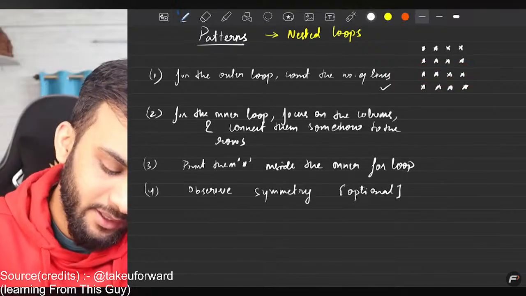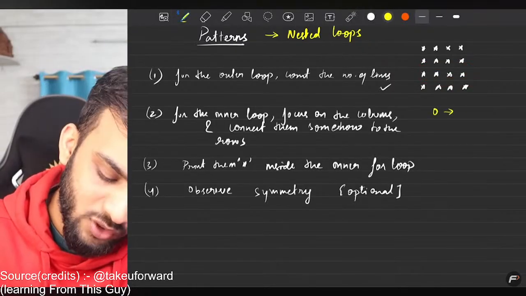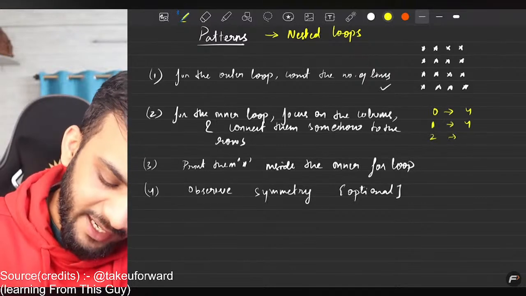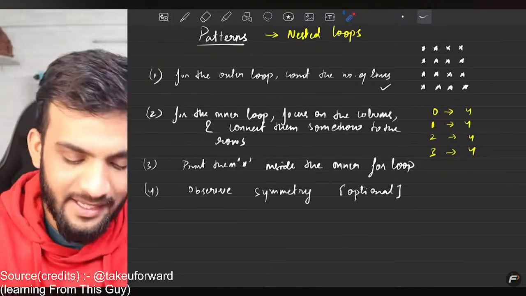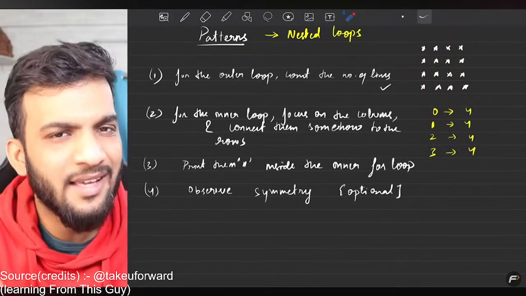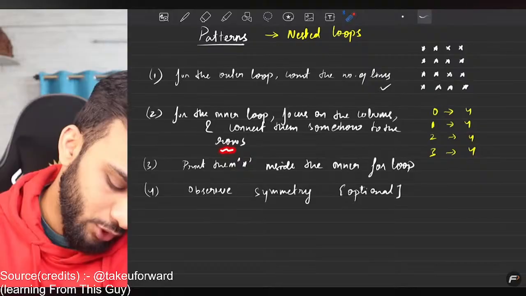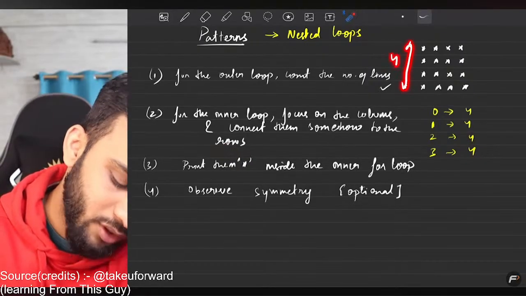So if I try to write it, can I say, for the 0th row, I'm printing 4 stars. For the first row, I'm printing 4 stars. For the second row, I'm printing 4 stars. On the third row, I'm printing 4 stars, if I take 0 based indexing. Can I say I'm printing 4, 4, 4, 4? Can I connect it somehow to the rows? Yes. The total number of rows were 4, and at every line.